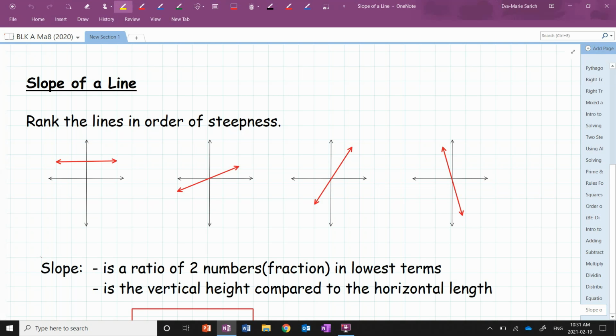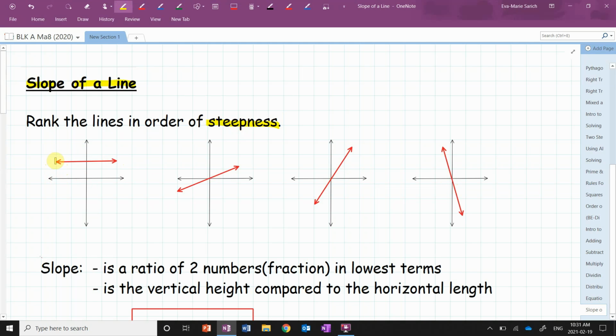Hello, grade 8s. We're moving on today to the slope of a line. Now, slope is a little bit like the steepness of a line. So I have got 4 graphs here, and the red line represents the line on our grid.